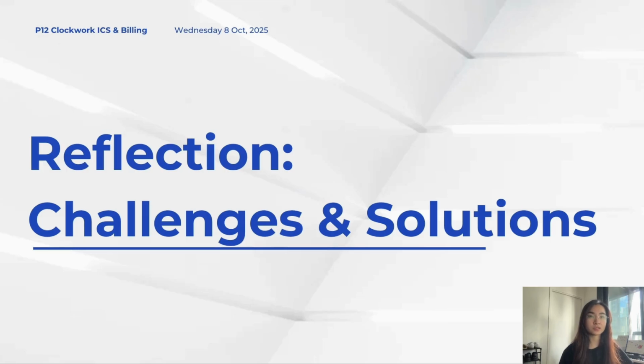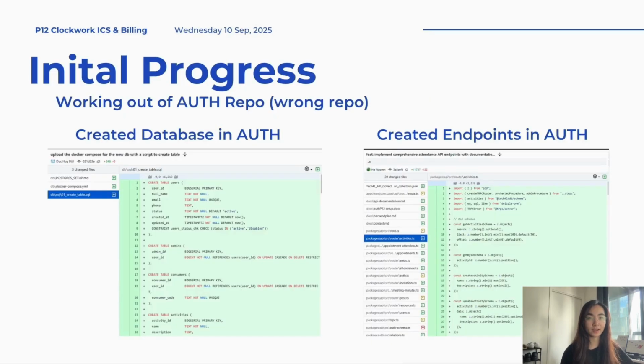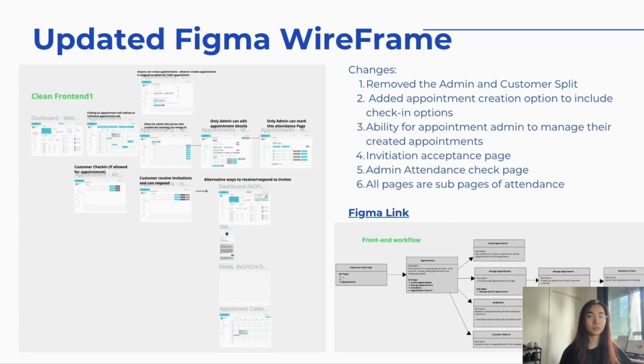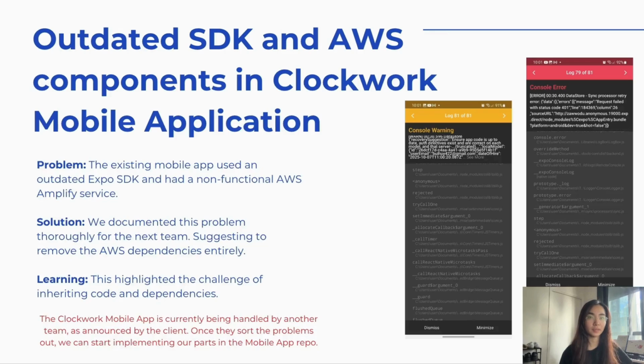A key part of this project was reflecting on the challenges we faced. Our first major challenge was discovering we were building in the wrong repository. We had to pivot quickly, reconstruct our database and paperwork, and adjust all 66 endpoints to work in the new environment. We also updated the Figma wireframes to reflect the changes. This was a difficult but valuable lesson in communication and adaptability.